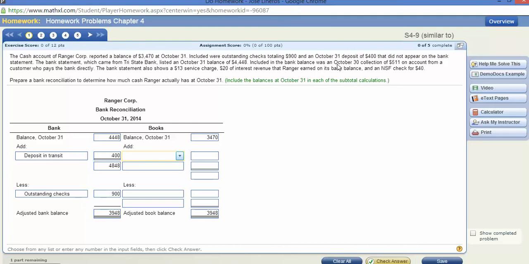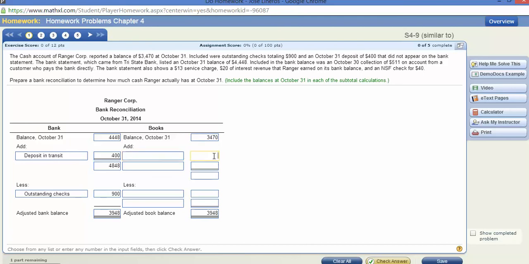Included in the bank balance was an October 30th collection of $511 on account from a customer who pays the bank directly. Well, if we have a customer that pays the bank directly, that means it's in the bank statement, but where it's missing from is the books. In other words, this did not get an opportunity to go into the books. So that's the whole thing. The key thing here: who pays the bank directly. That means they pay them behind the books' back. So the books have to adjust for that.